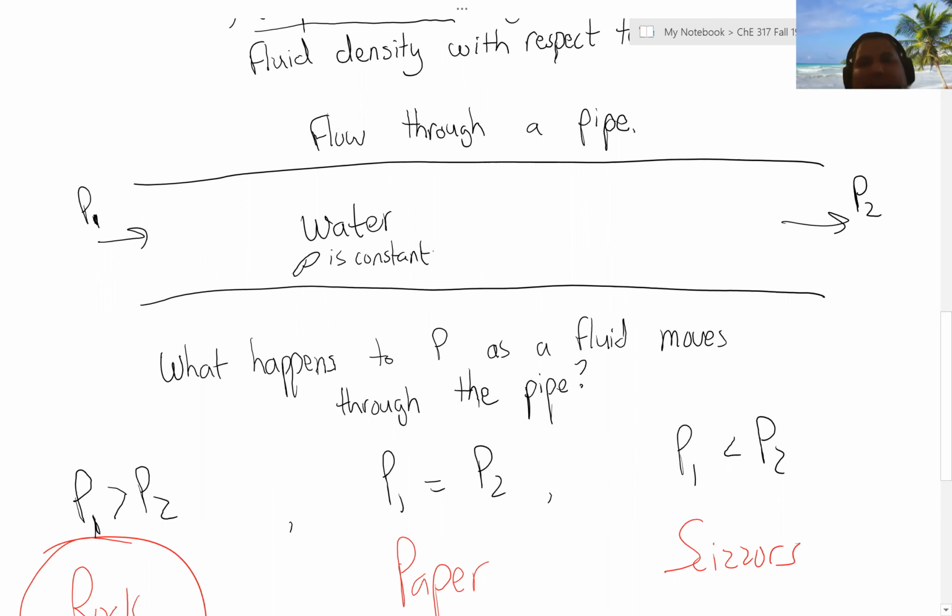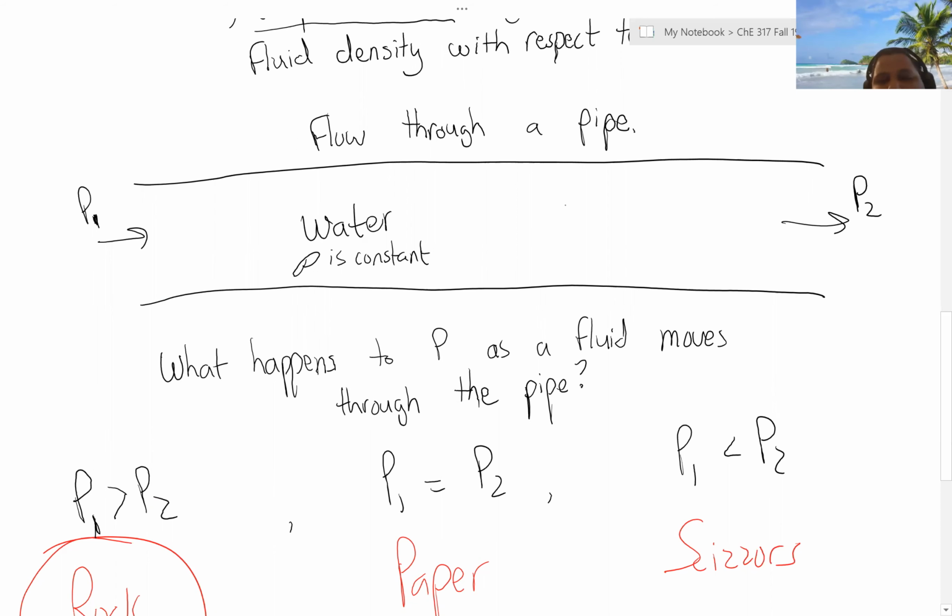And I will give you my caveat disclaimer now. There's going to be a lot of P's and rho's in this class because P is pressure, rho is density, and sometimes it'll be hard to just delineate. So let me know if you get confused.